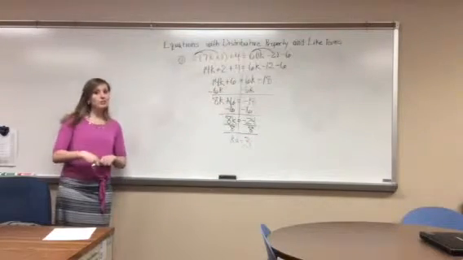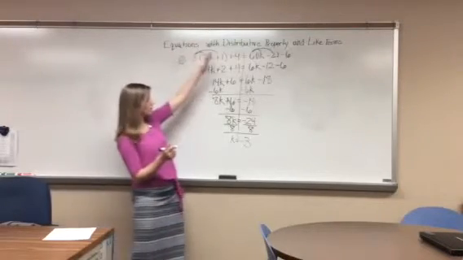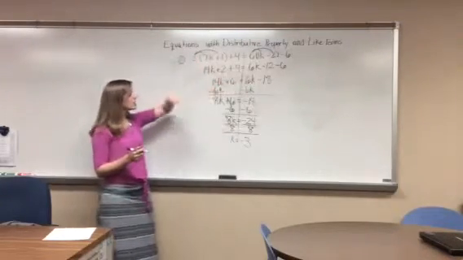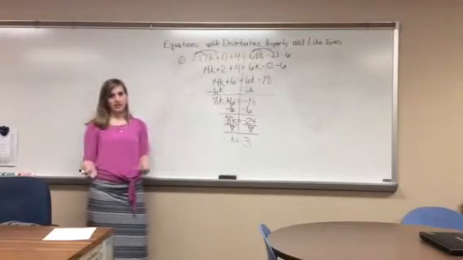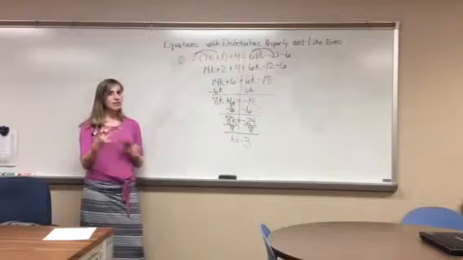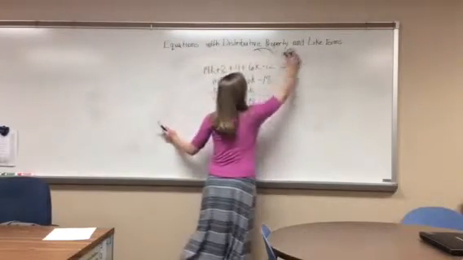Okay? So these do take a little bit longer, but if you follow the steps, if you follow these rules: do distributive property, then like terms, get the letters together, get the numbers together, divide, you're going to get the right answer. So just take it one step at a time and you'll be fine. All right, one more. Let's take a look at number 6.